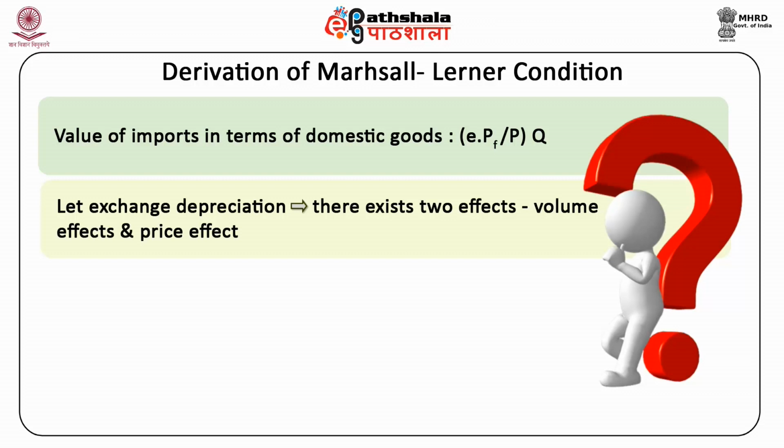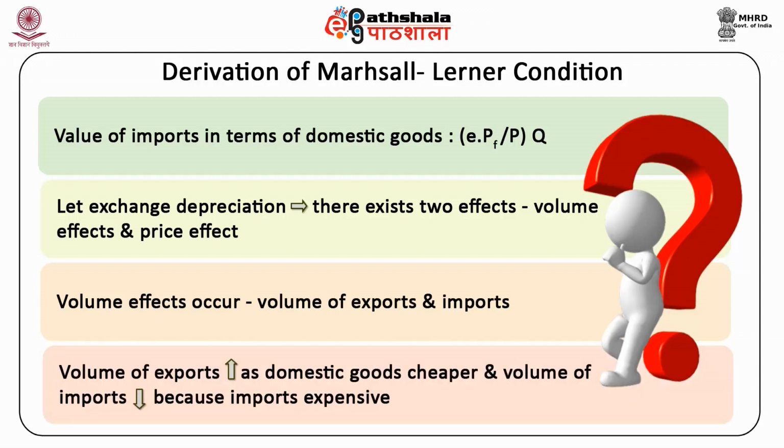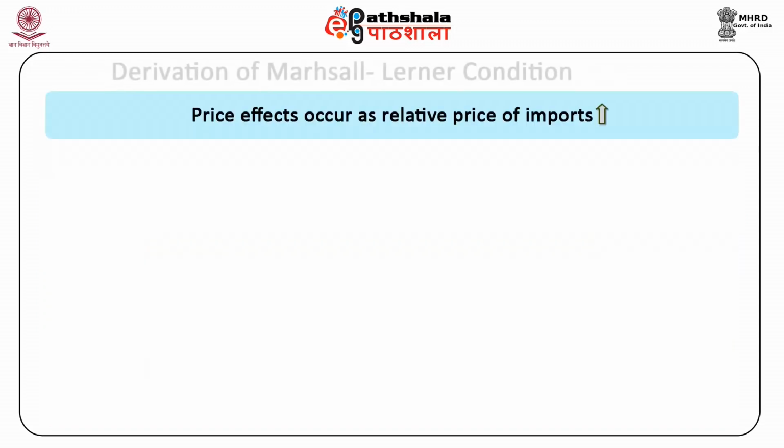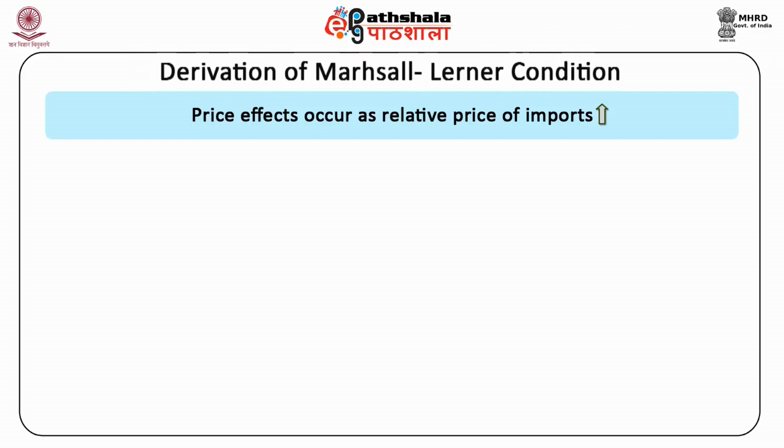Then there exist two effects: 1. Volume effect and 2. Price effect. The volume effects occur to the volume of exports and imports. The volume of exports should increase as the domestic goods are cheaper, and the volume of imports should decrease because imports are expensive. The price effect occurs as the relative price of imports increases.